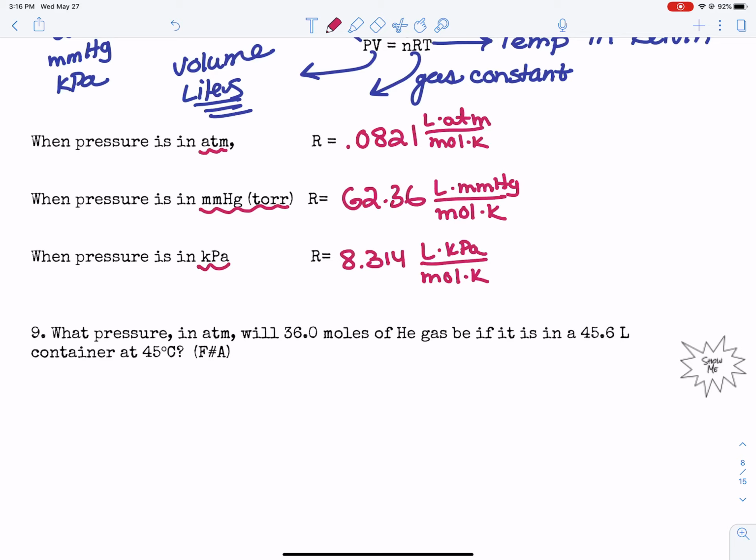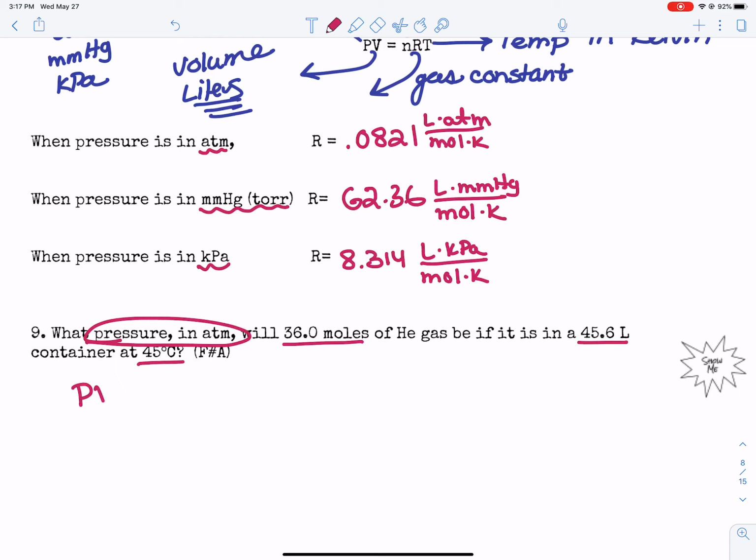But basically, these are formula problems now. We're going to use that formula. So number 9, what is the pressure in ATM? What will 36.0 moles of helium gas be if it has a volume of 45.6 liters at 45 degrees Celsius?